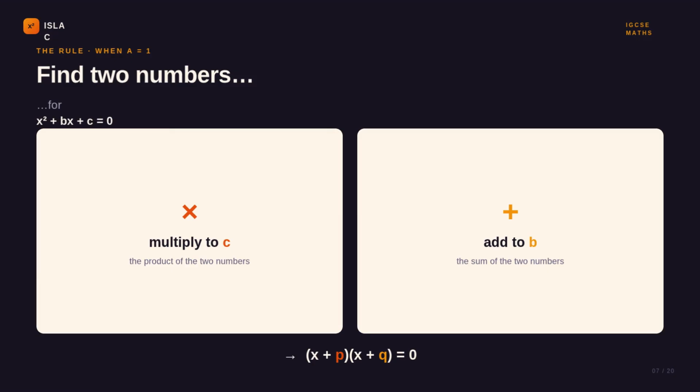When a equals 1, factorizing follows one simple rule. You need two numbers that do two jobs at once. They must multiply to give c, and add to give b. Find that pair and the brackets write themselves: x plus the first number, times x plus the second number. Multiply to c, add to b, say it every time you factorize.